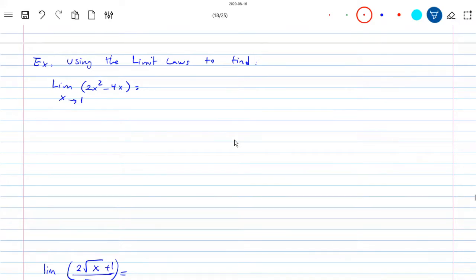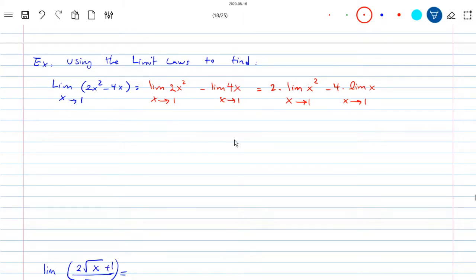By the subtraction property I can say this is limit 2x squared minus limit 4x as x approaches 1. I can break it up and write it into two different limits. This is by the law of addition and subtraction, by the first law. And by the second law, which was a constant, I can write the constant outside. 2 times limit x squared as x approaches 1 minus 4 times limit x as x approaches 1. This is by the constant property.